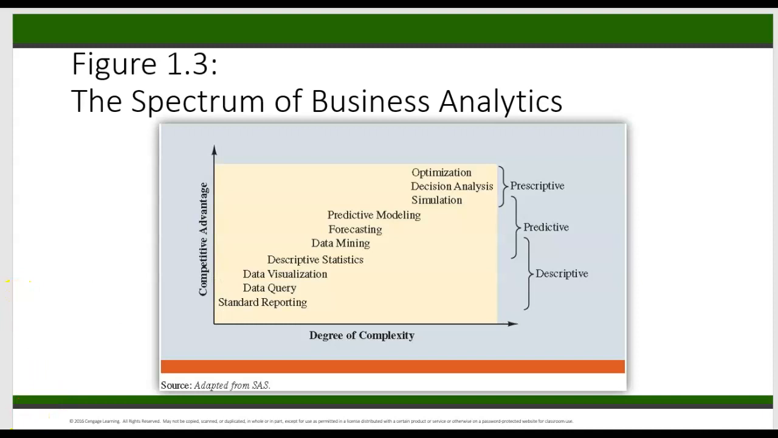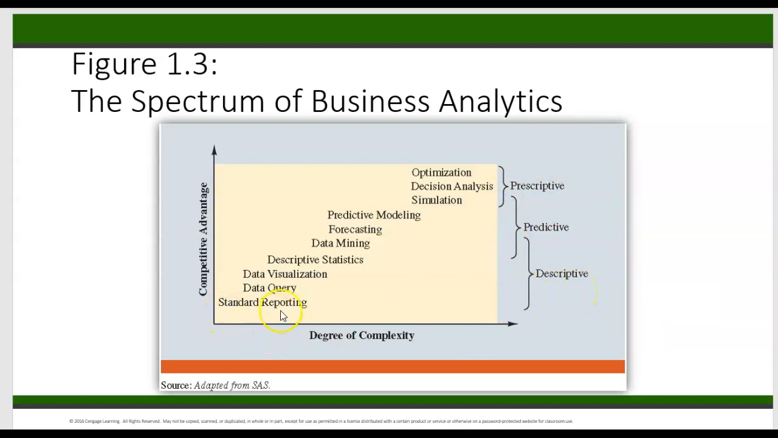So now that we know how we define the scope of business analytics, I just wanted to go over this neat chart that you see on slide number 26 of the PowerPoint slideshow for chapter 1. This just shows you how each task in business analytics is classified in terms of its competitive advantage, its degree of complexity, and across the 3 different categories that we just discussed earlier in the lecture.